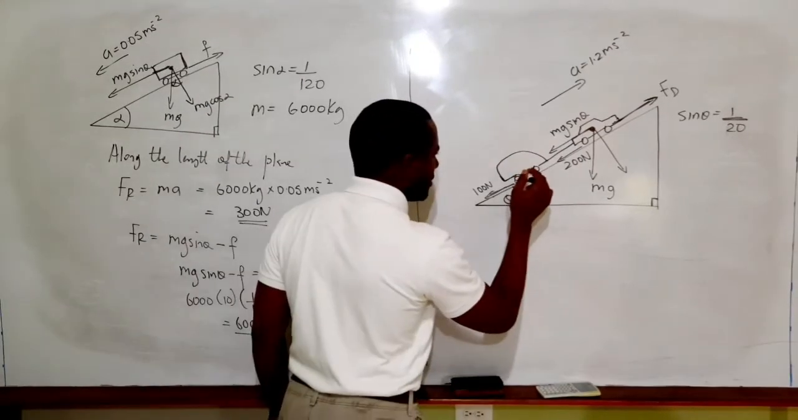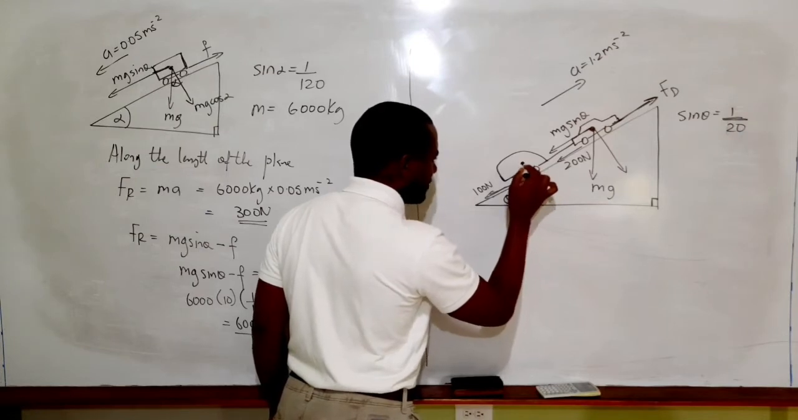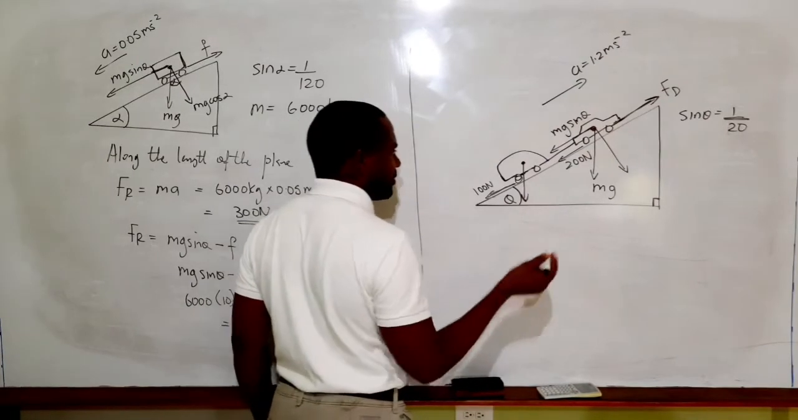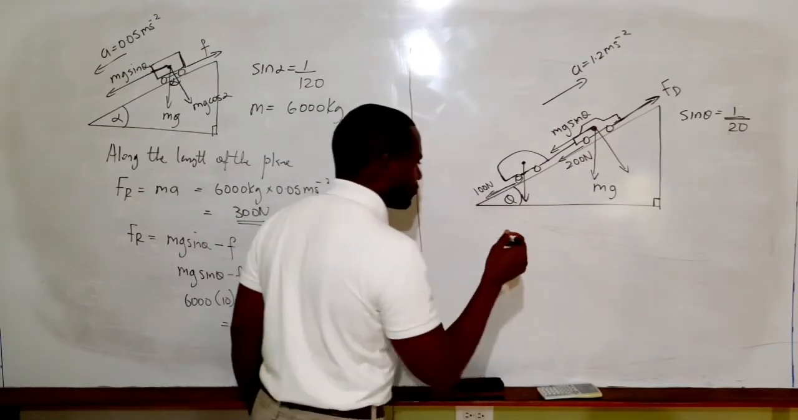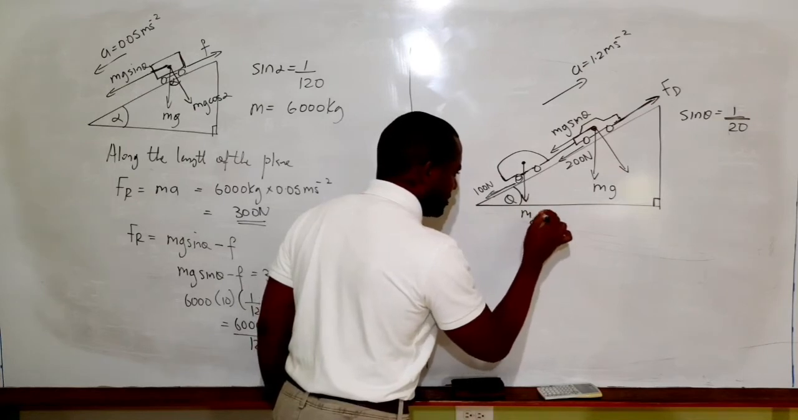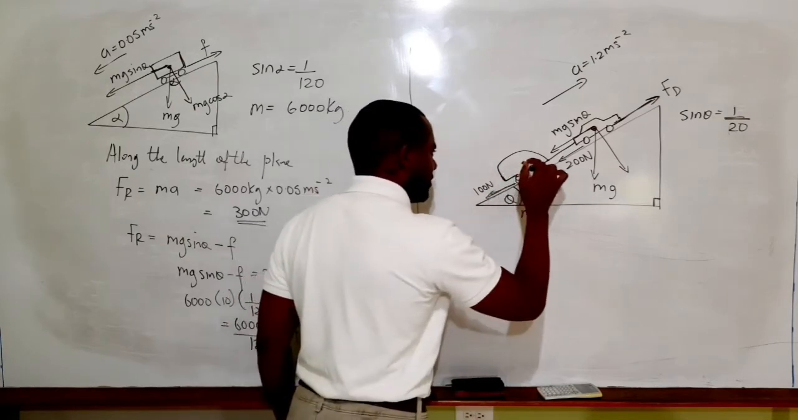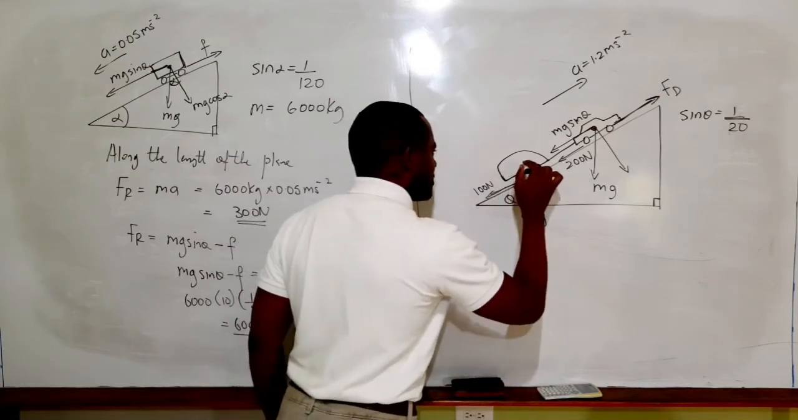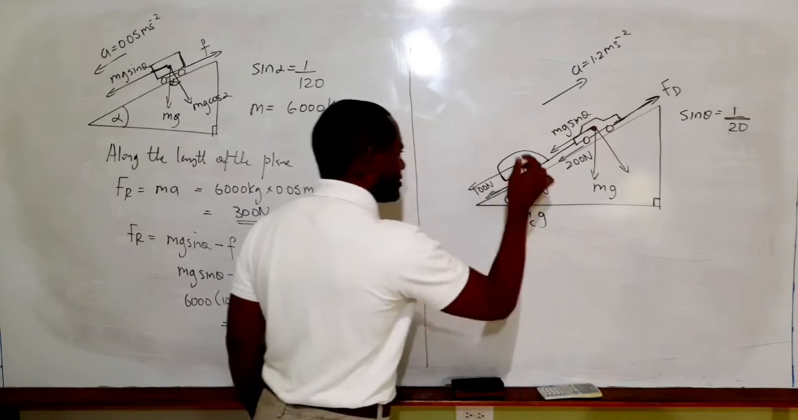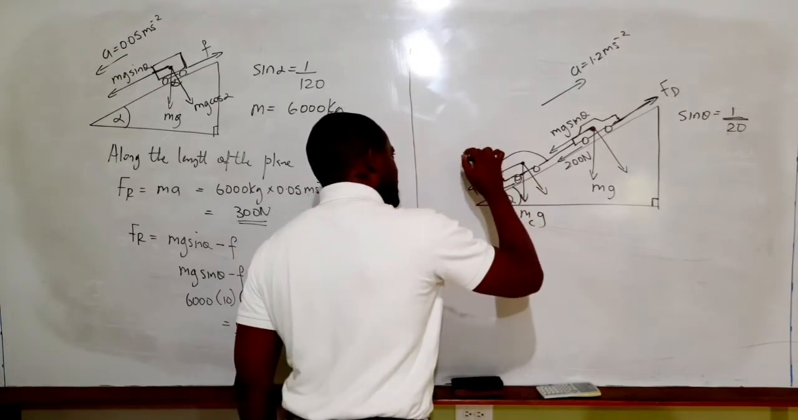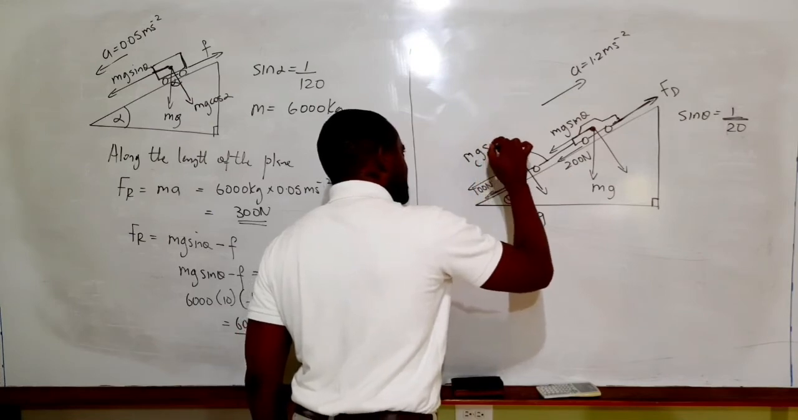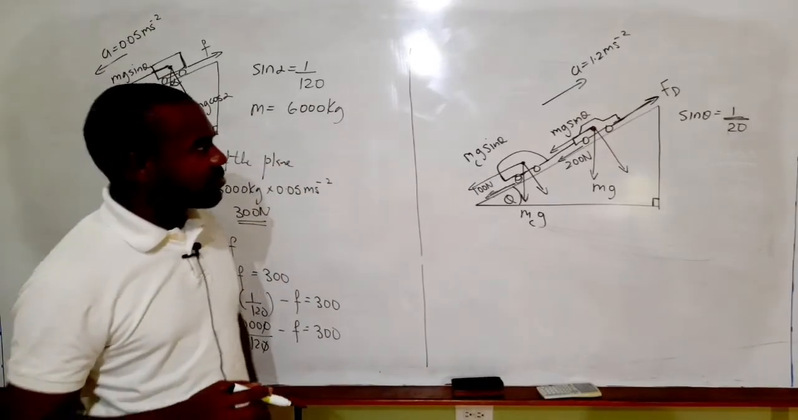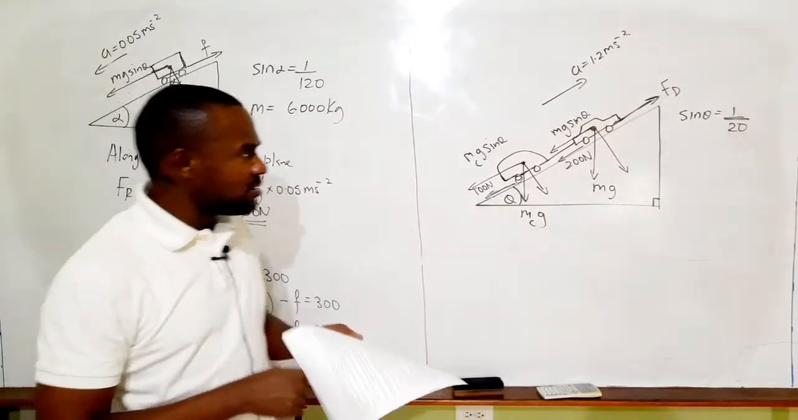Similarly, the caravan will also have similar forces. So it will have this weight. Let's call the mass of the caravan m subscript c, so the weight is m subscript c g. And it will also have a component perpendicular to the slope, and a component parallel to the slope. Let's call that component parallel to the slope m subscript c g sine theta.